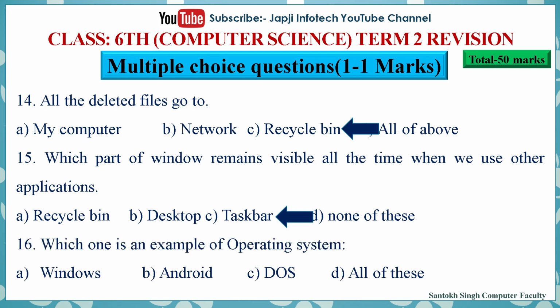And the 16th one is: which one is an example of operating system, and their options are Windows, Android, DOS, and the last one is all of these. So the right answer is: all of these are an example of operating system.